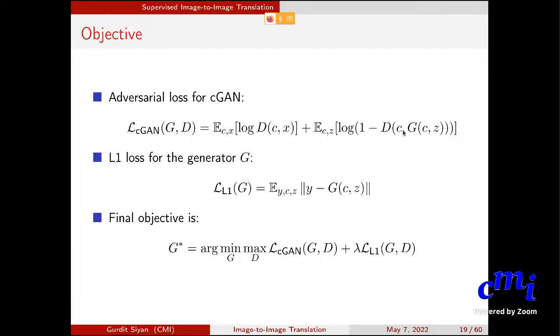If we combine these both, we basically want to find the generator. So that's a combination, and we take a weighted combination. There is an extra hyperparameter lambda that is experimentally set. So in most of their data sets, they set a lambda of 100.